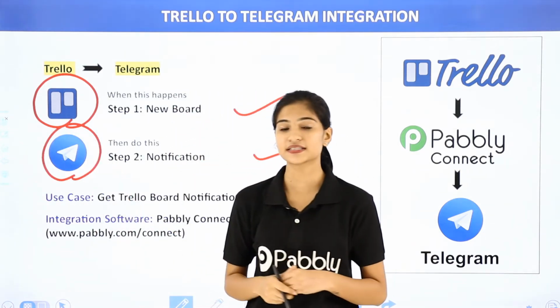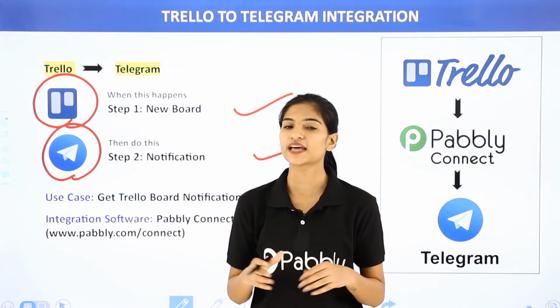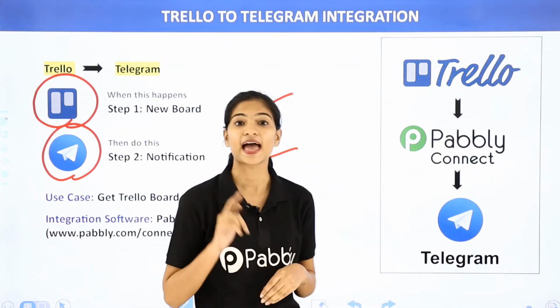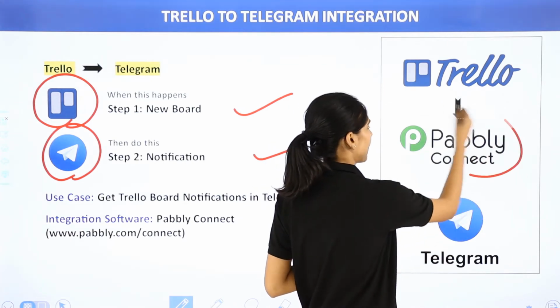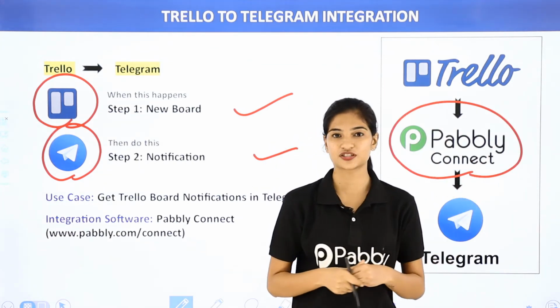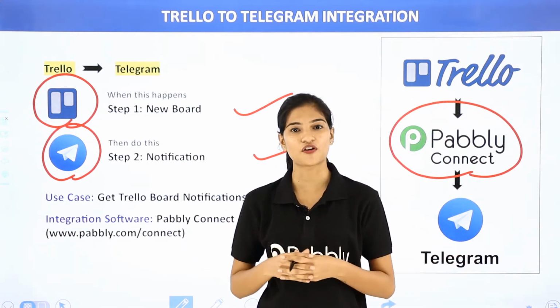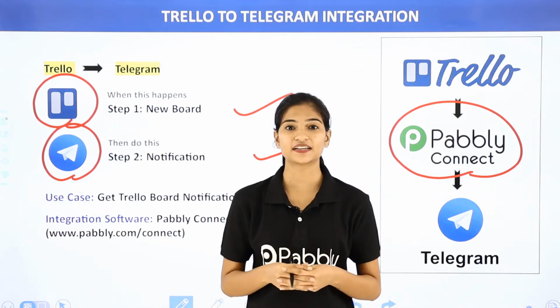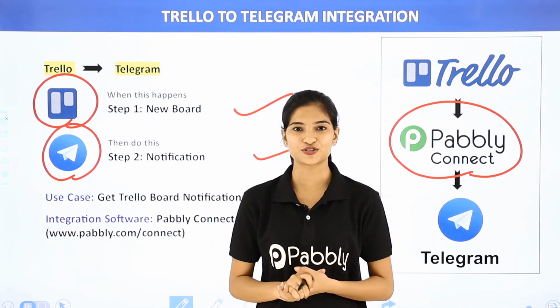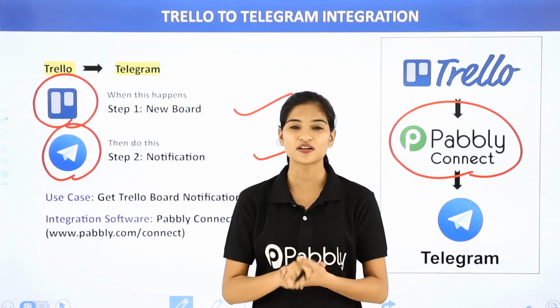So the problem here is that Trello and Telegram don't have any integration between them, and that is why we are going to use Pabbly Connect, a third-party application software, to integrate both these software applications. The best part here is you don't require any knowledge of coding. So let me show you this on my screen.